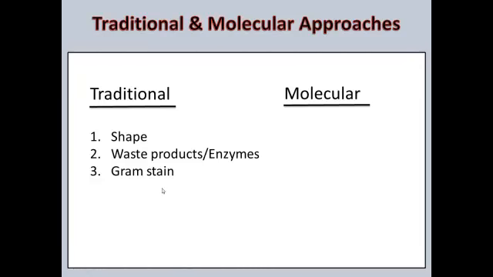Circles or rods or commas or corkscrews. Then we divided them up based on what they ate and what waste products they produced, which indicates what enzymes they have, which indicates also what genes they have, because genes produce enzymes and enzymes produce products. Then we also used the gram stain. Okay, we gram stain organisms, they're either gram positive, gram negative, we go from there. That worked fairly well, but you can see the problems that arose.